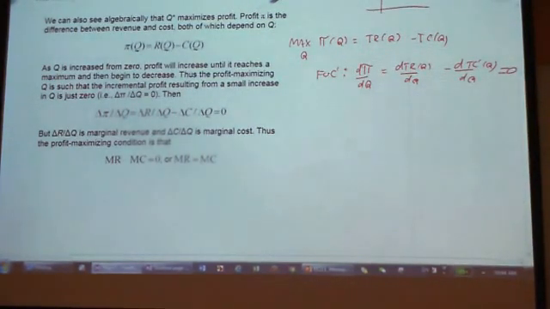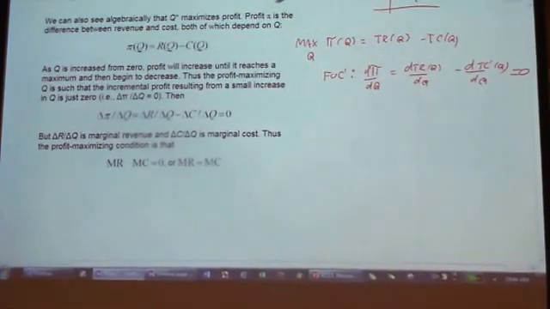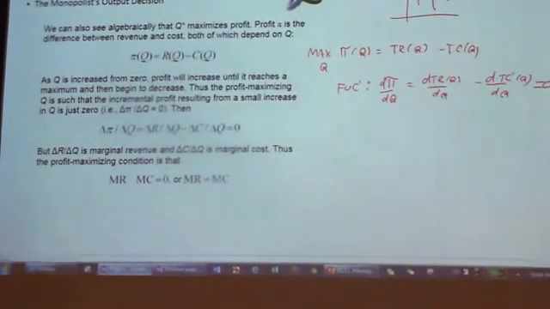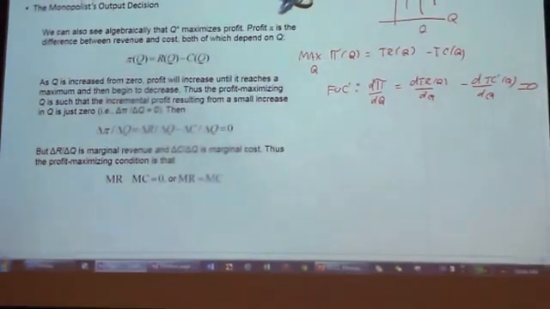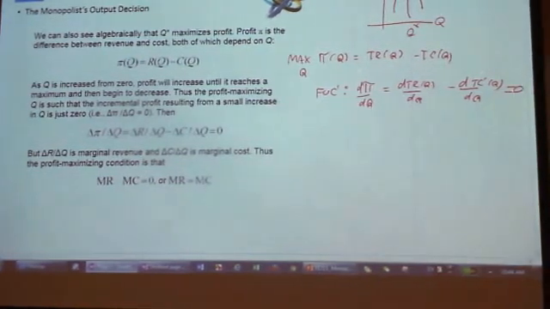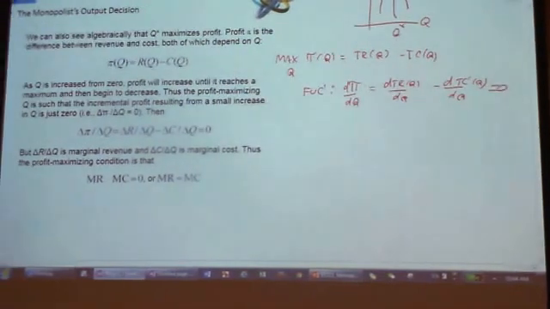Yes, we discussed this. We want to find the peak of the mountain. That's why this condition says at the peak of the profit curve, slope equals 0, d pi by dq. This is pi, this is q. The q that makes your pi maximum must be the q where, when you measure the slope of this mountain, it must be equal to 0. That's the logic.